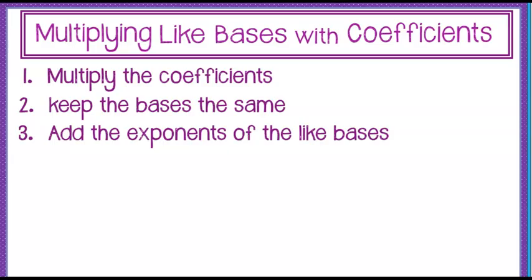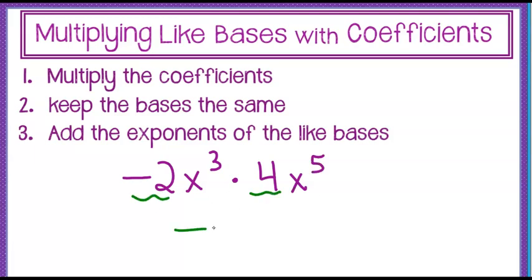Let's try that one more time. Negative 2x to the 3rd times 4x to the 5th. Coefficient times coefficient, negative 8, and exponents plus exponents.